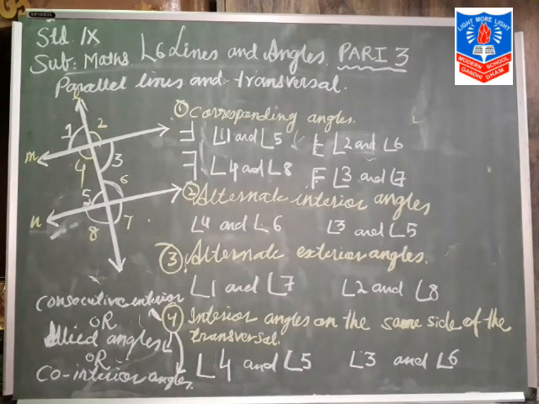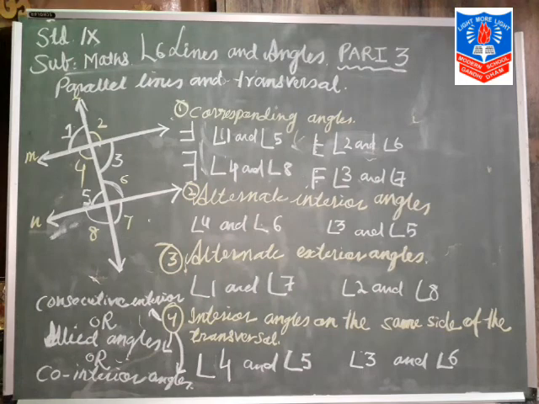Hello students. In your last session 6.1 you learned that a straight line is equal to 180 degrees, and that a reflex angle is greater than 180 and less than 360. Complementary angles are two angles whose sum is 90, and two angles whose sum is 180 are called supplementary angles. Now we will start today's topic, parallel lines and transversal.